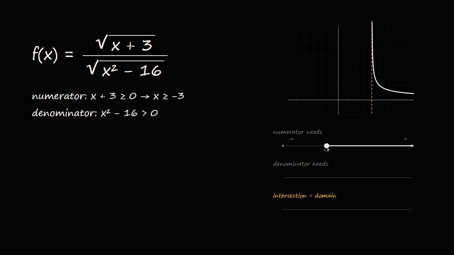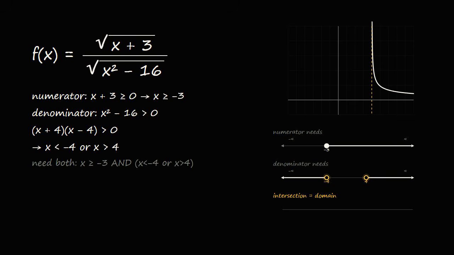Since it's a square root in the bottom of a fraction, x squared minus 16 must be strictly greater than 0. Factor it as x plus 4 times x minus 4, and sign test it just like before. This product is positive when x is less than negative 4 or when x is greater than 4. Now we line up both conditions on the same number line, and look for where they agree. To the left of negative 3, the numerator condition already fails, so that's out. Between negative 3 and 4, the numerator is fine, but the denominator condition fails there, so that's out too.